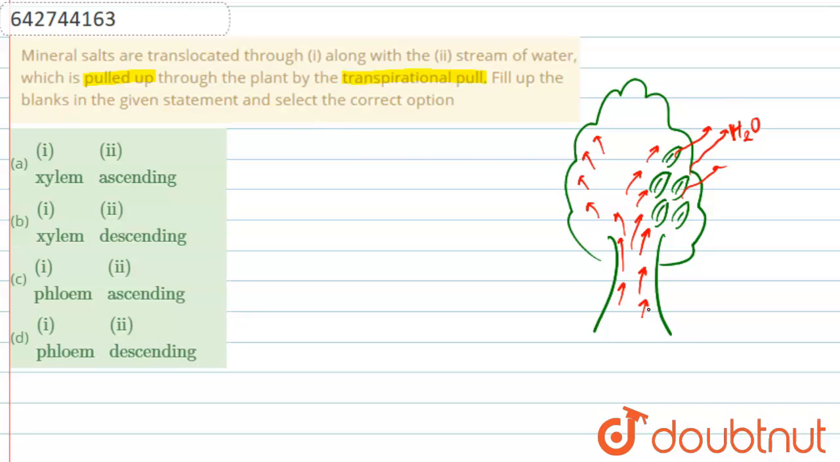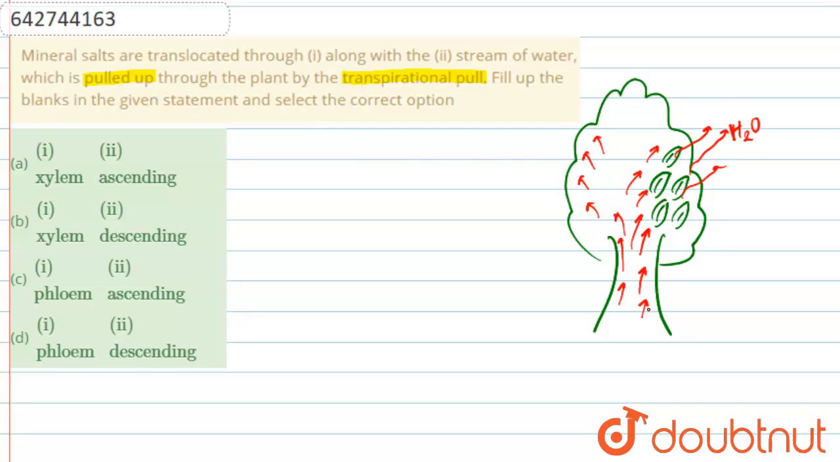And this transpirational pull pulls more amount of water from the xylem of the stem and the roots. So the water is transported by the xylem tissue. So obviously the transport of water in the upward direction through the transpirational pull is going to happen through the xylem. So the first statement is, mineral salts are translocated through one. They are translocated through the xylem along with the transported water. And along with the dash stream of water.